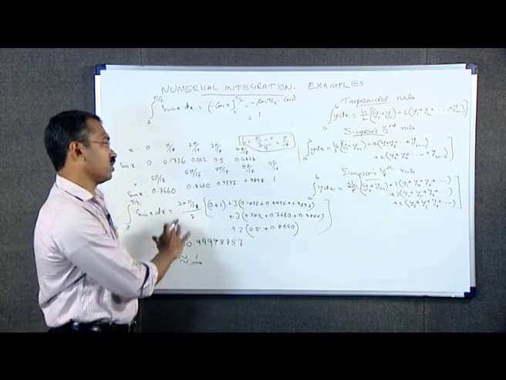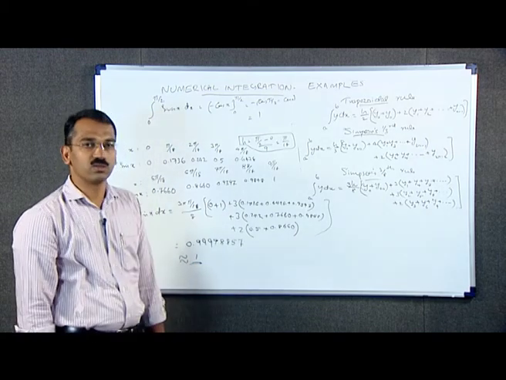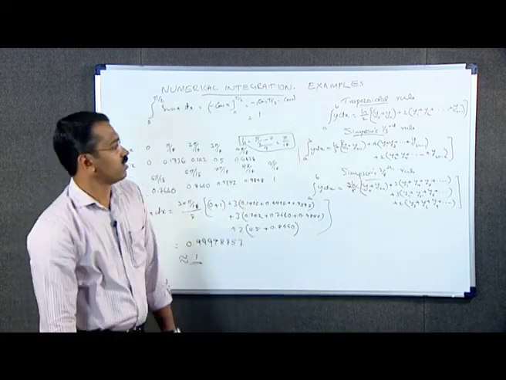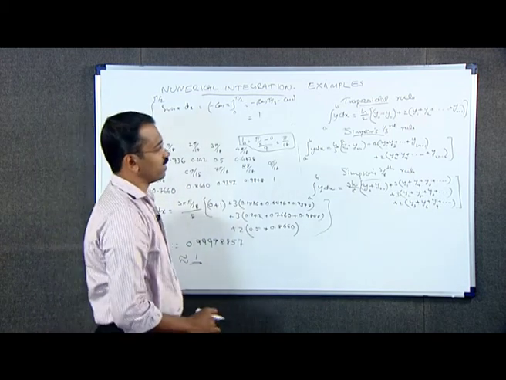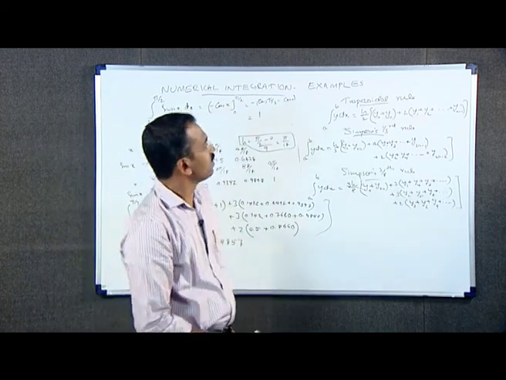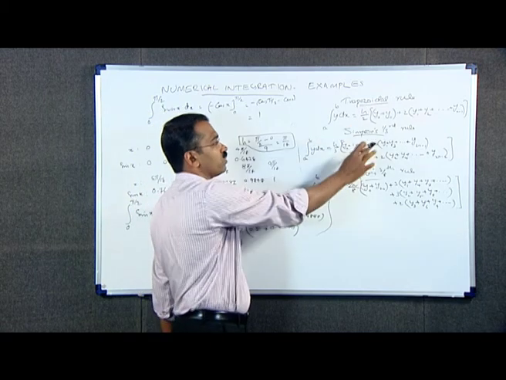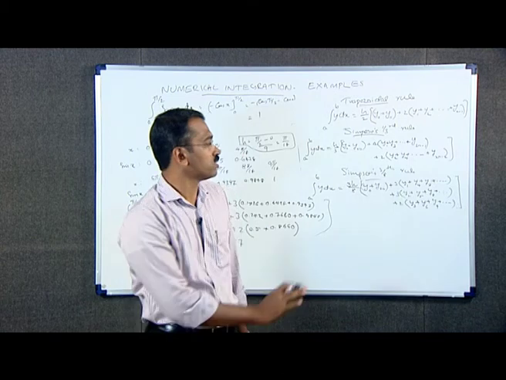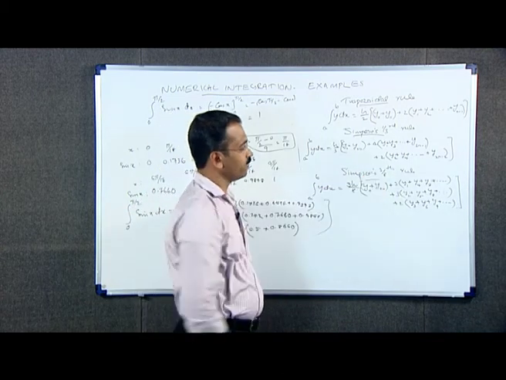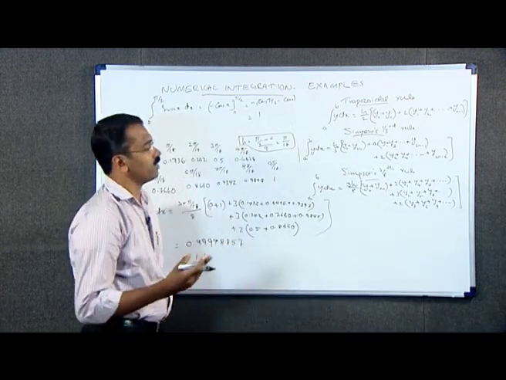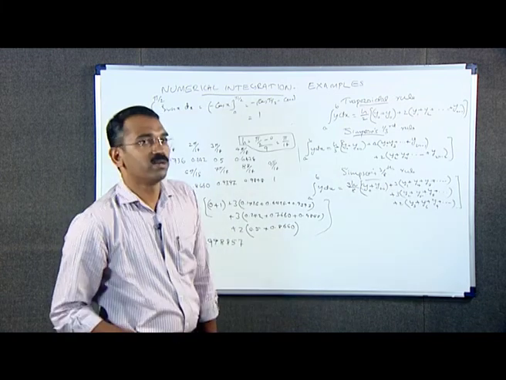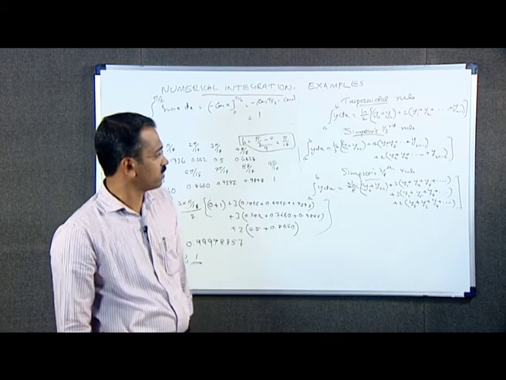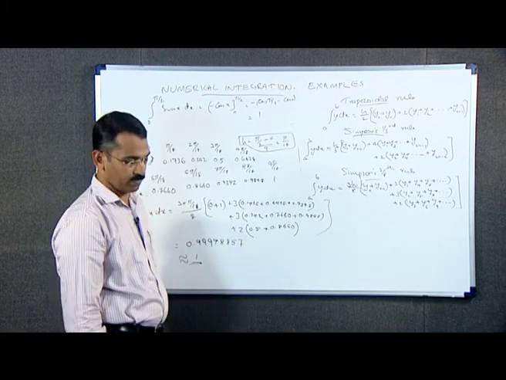Therefore, this Simpsons 3/8 rule is the best approximation for the numerical integration, if we compare to trapezoidal rule and Simpsons 1/3 rule. Note that in order to use this Simpsons 3/8 rule, the total length will be divided into a 3 multiple number of subdivisions, which is a condition.